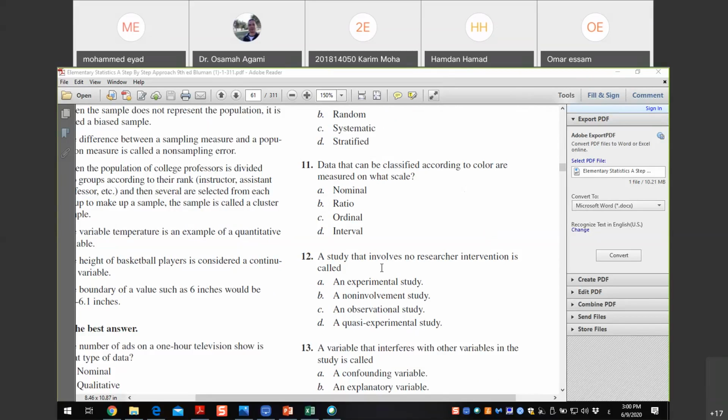A study that involves no researcher intervention. Number 11, doctor. Sorry, 11? Okay. Yes. Data that can be classified according to color are measured on what scale? Nominal. Excellent. Thank you very much.